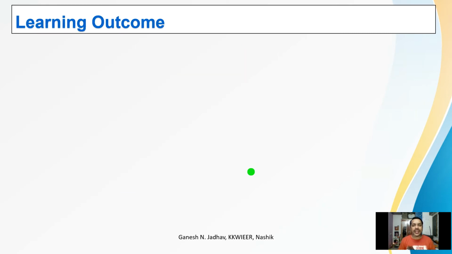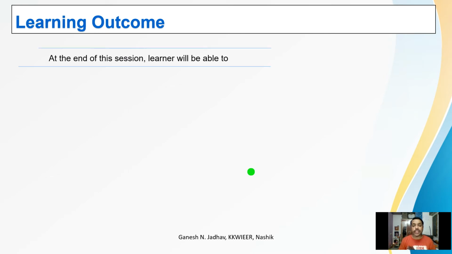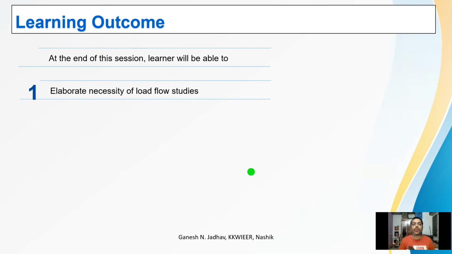Okay, let's begin with the learning outcomes. What are the learning outcomes of today's session? At the end of this session, the learner will be able to elaborate the necessity of load flow analysis. Why the load flow analysis is necessary and what information you will get from that load flow analysis will be described at the end of this session.